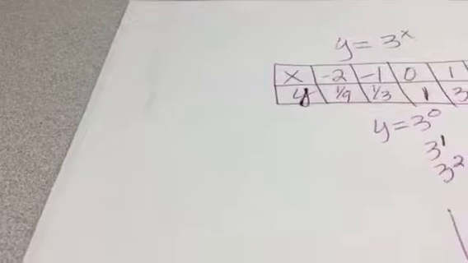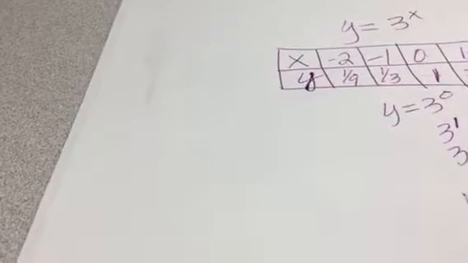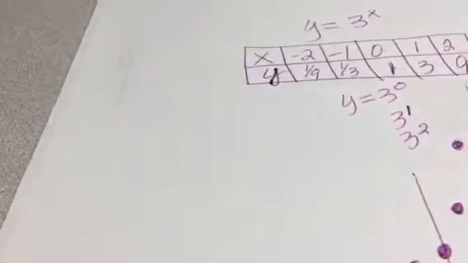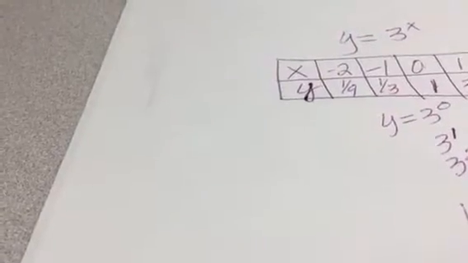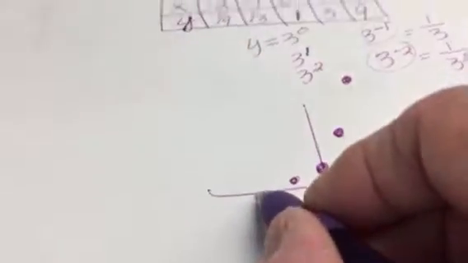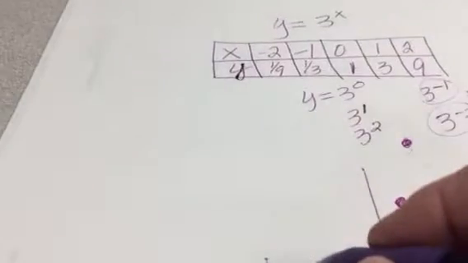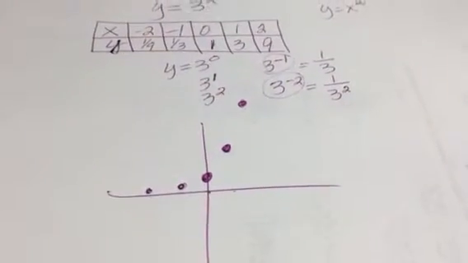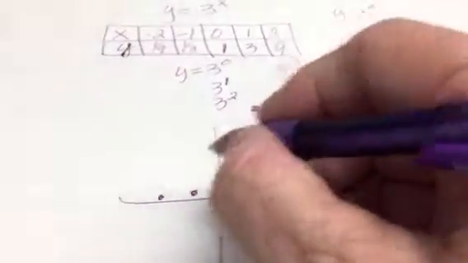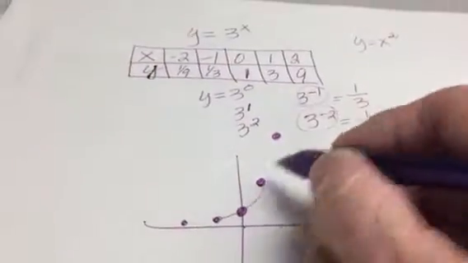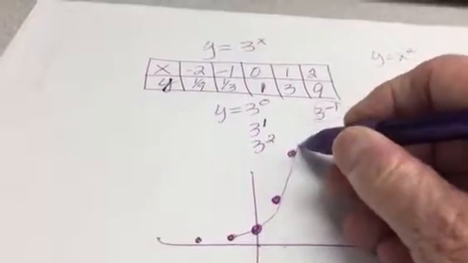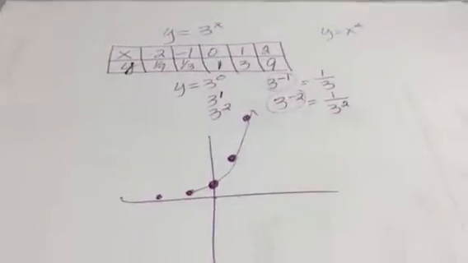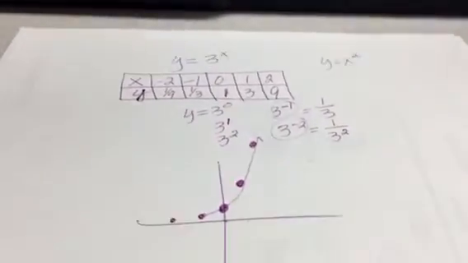But then I'm going to go -1, and I'm just going to go up a little bit. -1, and I go up 1/3. I don't know where that is, but it's a little bit up like that. Then I'm going to go over to -2, and I'm only going to go up 1/9, which is very teeny tiny, like that. That's my graph. All I do is connect the dots, and that's my exponential graph. And that's how you do these problems.